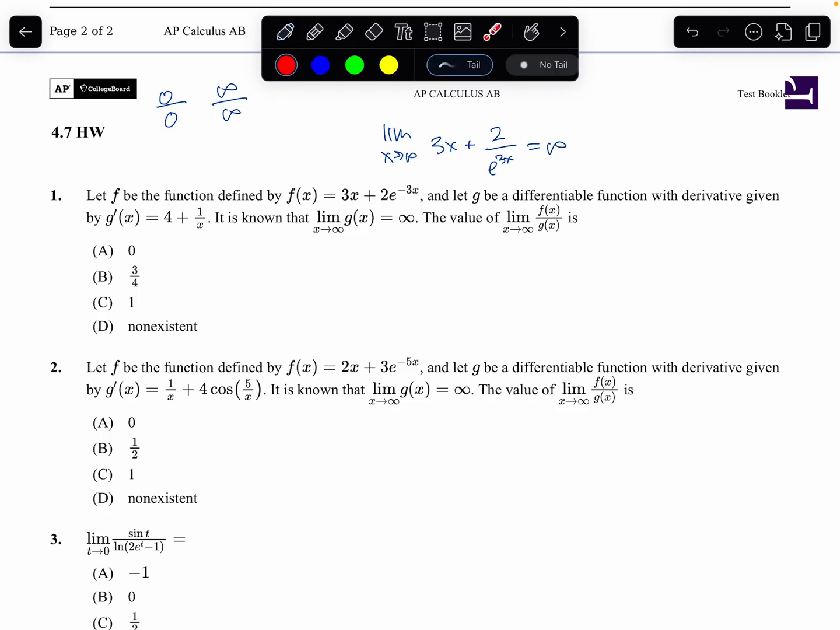And then as for the denominator, so the limit as x approaches infinity for the denominator, that's already given to us. And so we get an indeterminate form, which means that we can apply L'Hopital's rule. So the limit as x approaches infinity, we're going to take the derivative of the top. So that's going to be 3 plus 2 e to the negative 3x times by negative 3. All over, and they tell us that g prime of x is 4 plus 1 over x.